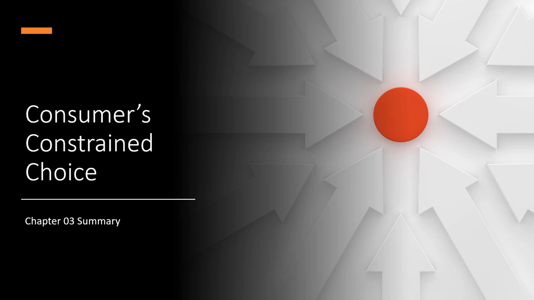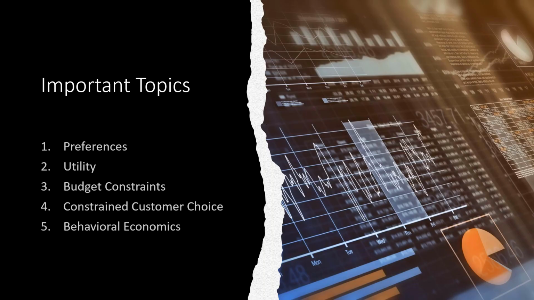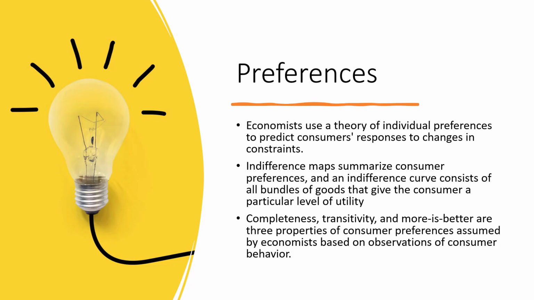Hello everyone. Today we will be discussing the summary of Chapter 3, Consumers' Constraints and Choice. We have the following important topics: preferences, utility, budget constraints, constrained consumer choice, and behavioral economics. So let's discuss.